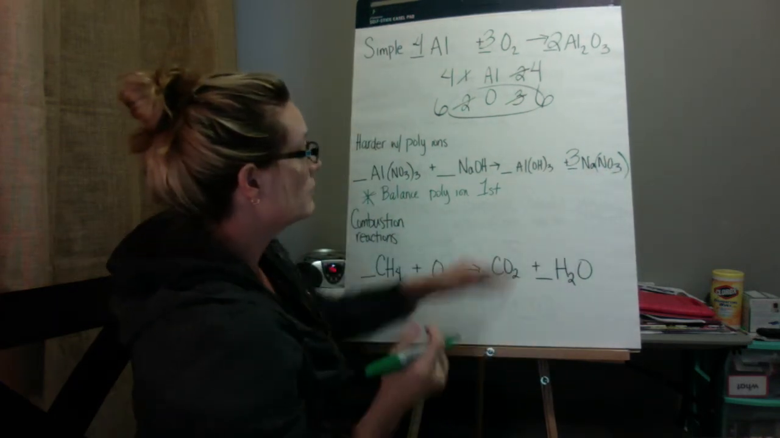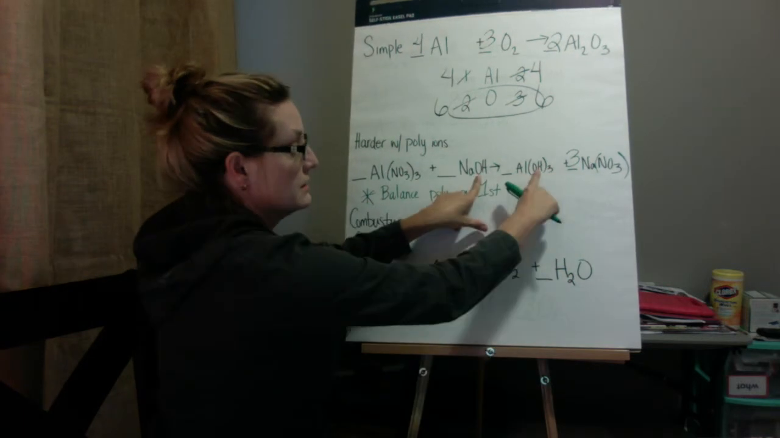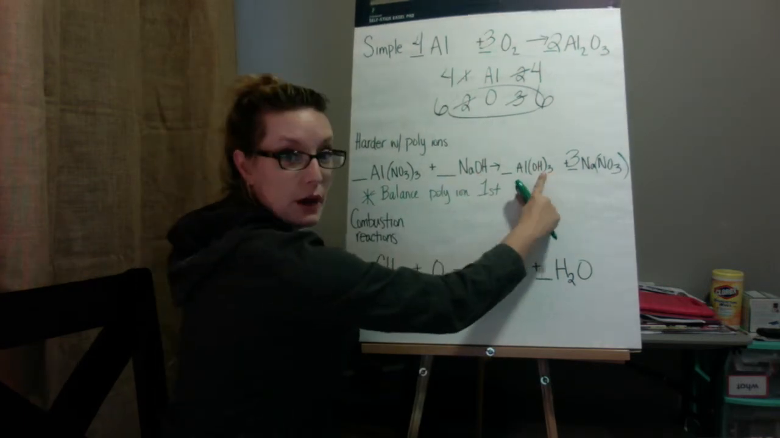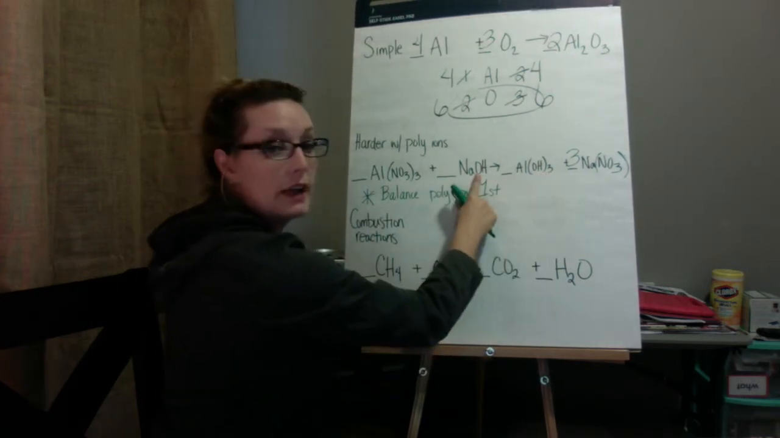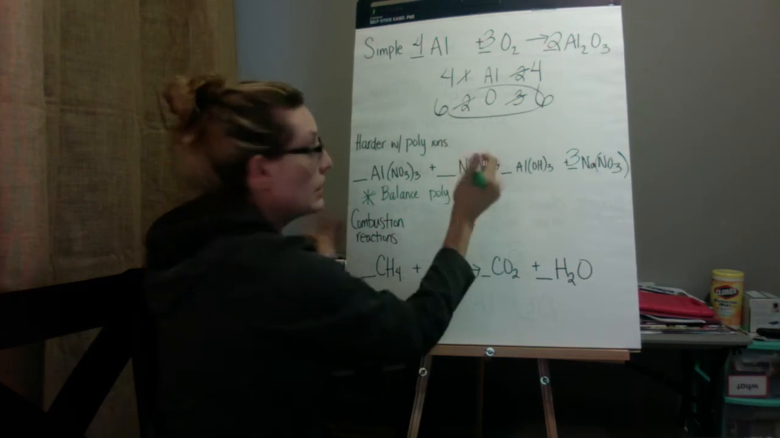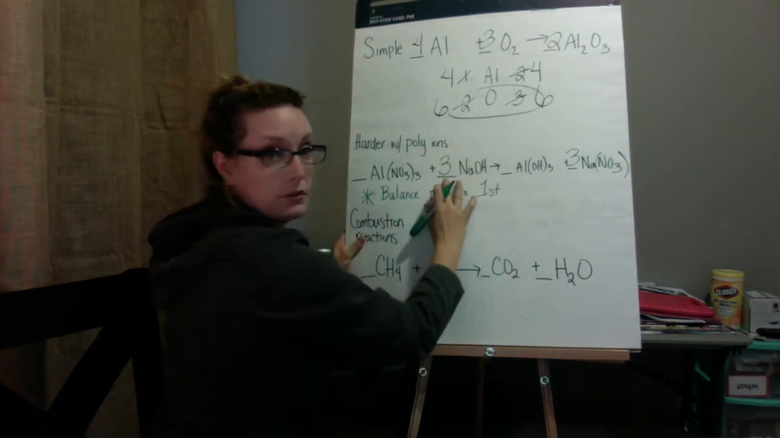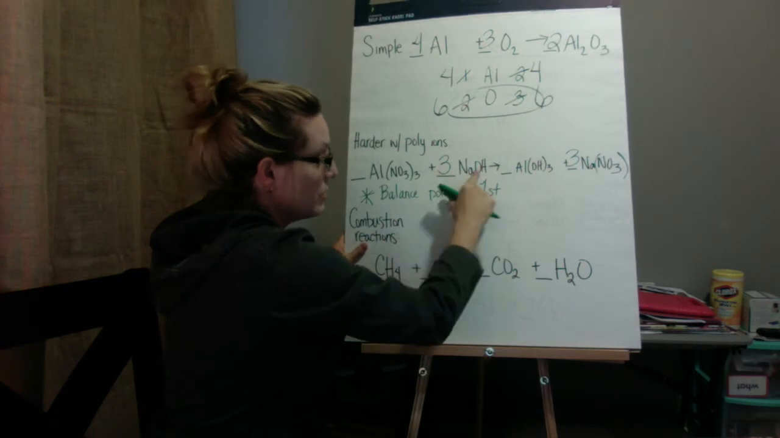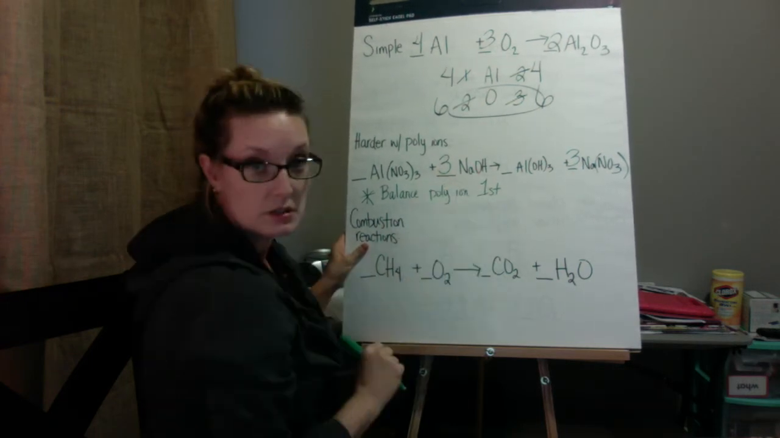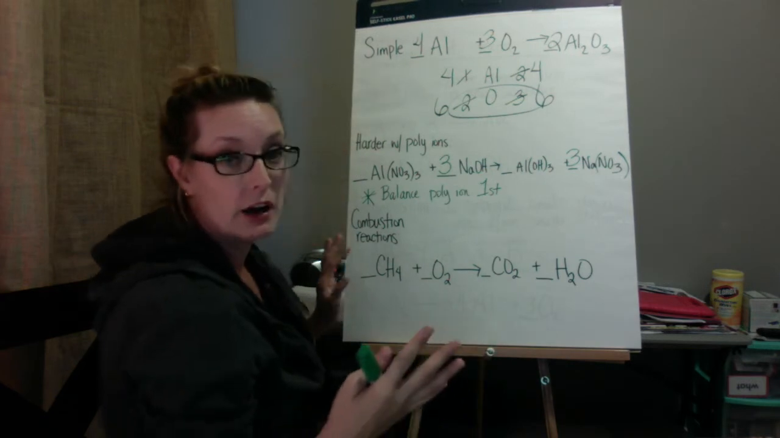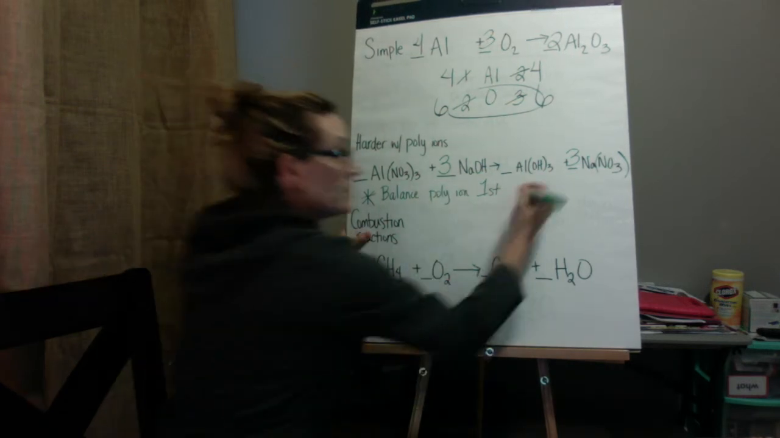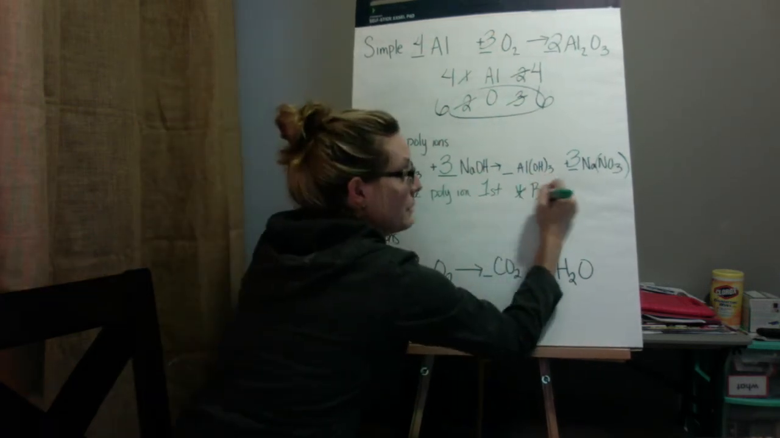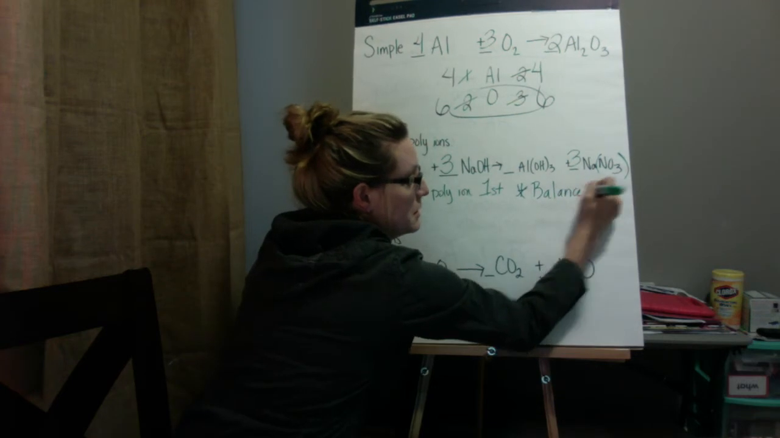Now I'm going to go back and look at my hydroxides. I have 3 hydroxides on the right. However, on the left, I only have 1. Well, I need 3. So I'm going to stick a 3 in the front. When I multiply this out, this is telling me I have 3 sodiums, 3 oxygens, and 3 hydrogens. So I've balanced both my polyions on both sides. Your next step is to balance the metals.